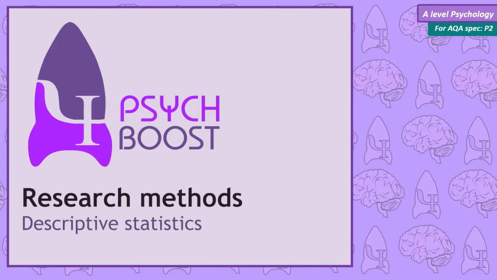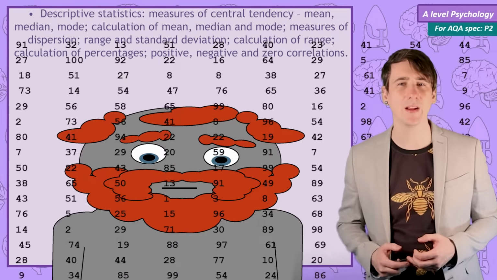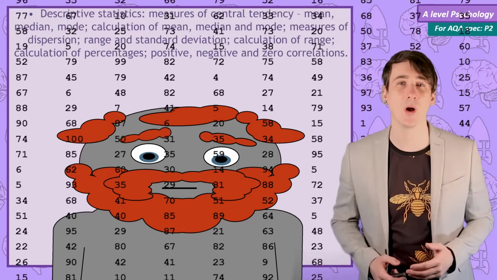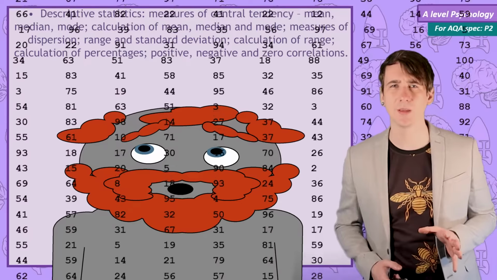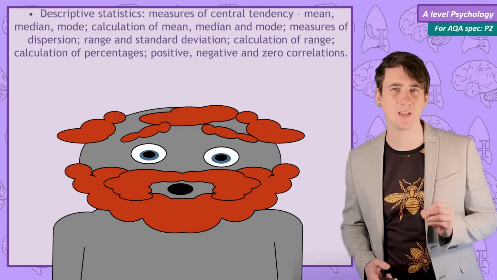As the last few videos have shown, psychologists collect a large amount of data in their investigations. In fact, with lots of participants, the amount of data collected, known as raw data, can be overwhelming. And it can be hard to tell a clear story about what exactly was found in a study. That's where descriptive statistics come in.